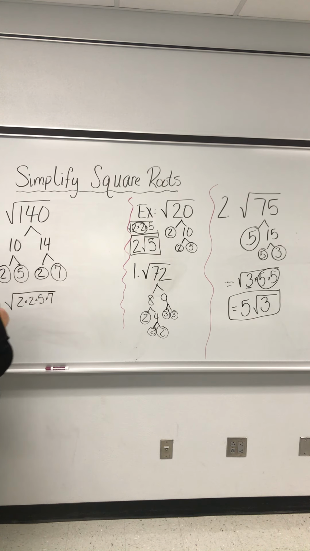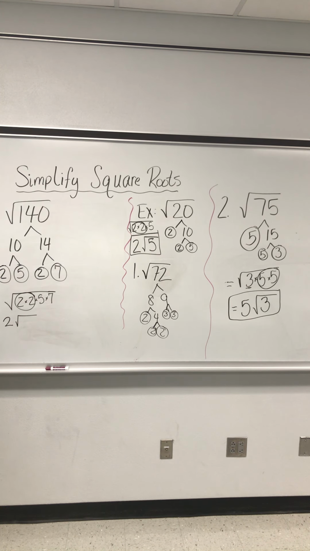Just extend that. So to simplify the square root of 140, we have the square root of 2 times 2 times 5 times 7. We'll circle our pairs and bring one up front. But inside we're left with 5 times 7.